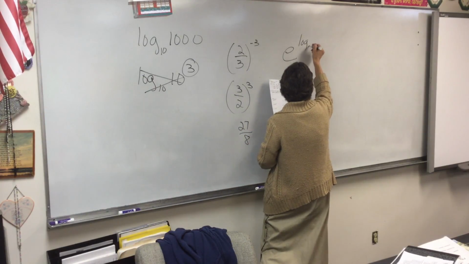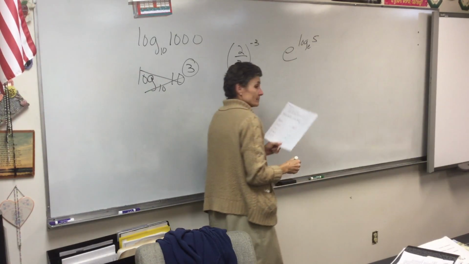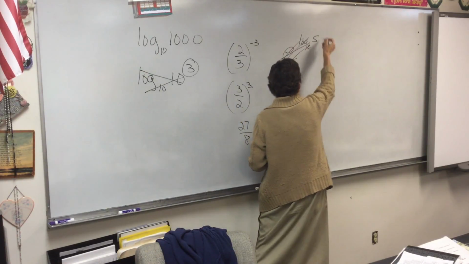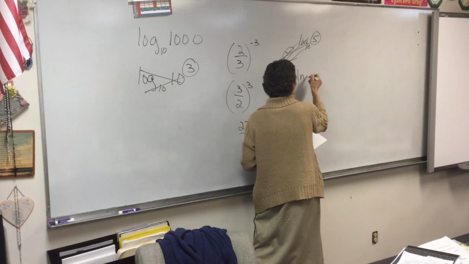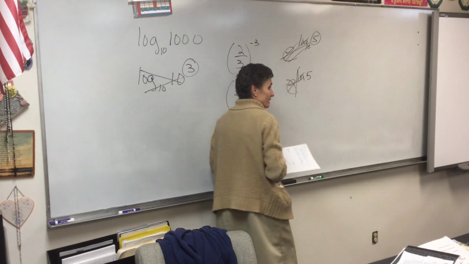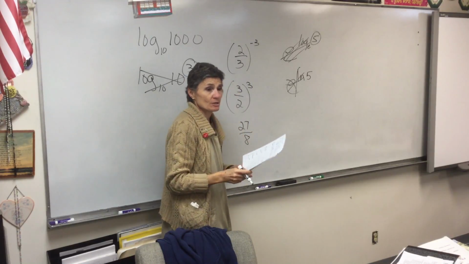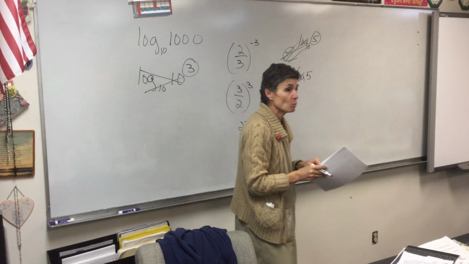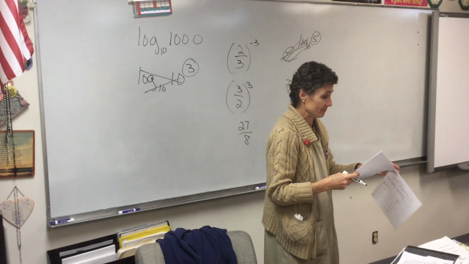E to the log base e of 5. Anytime you have e and ln back to back, they cancel out, you guys. Ln is log base e. Anytime you have e and ln back to back, they're done. So the answer would just be 5. You don't have to show any work. It's just 5.